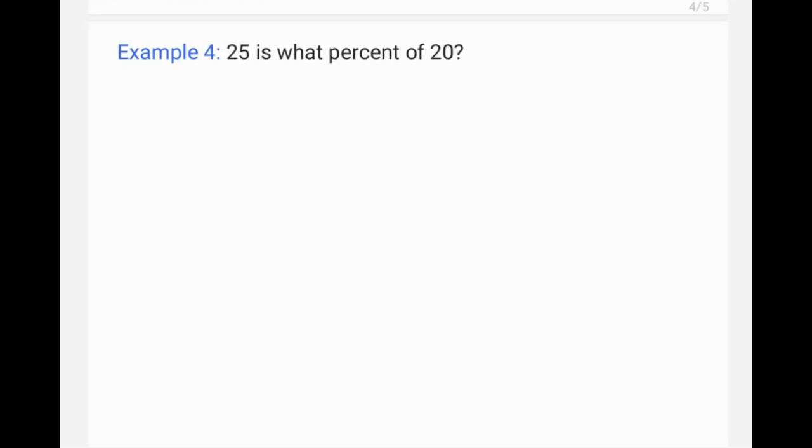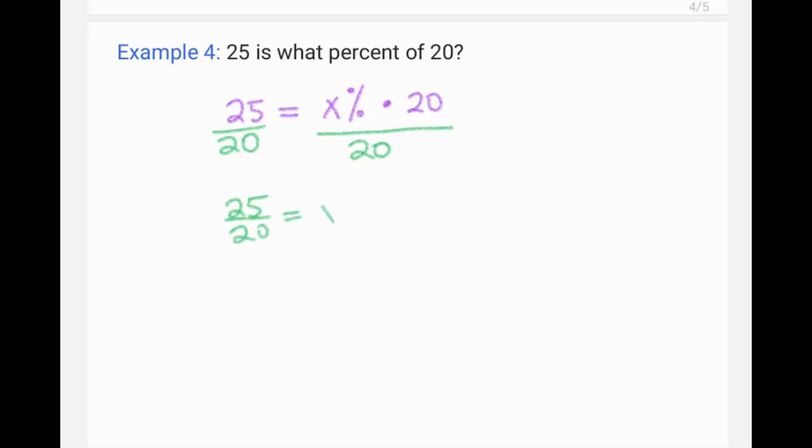Example 4 asks us 25 is what percent of 20? So we have 25 is equals, what percent is x percent because we don't know, of is multiplication, and 20. So again, we want to have percent by itself. So we have an x percent in this case. We still want to bring the 20 over to the other side, so we're going to bring the 20 over by dividing it out since it is times the 20. And so now we have 25 over 20 is equal to x percent.